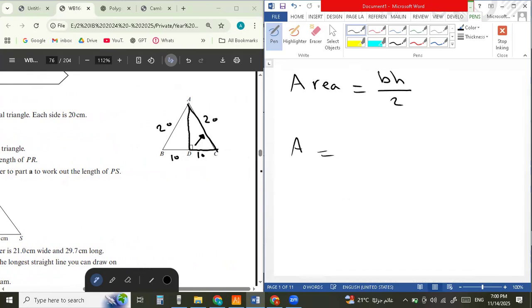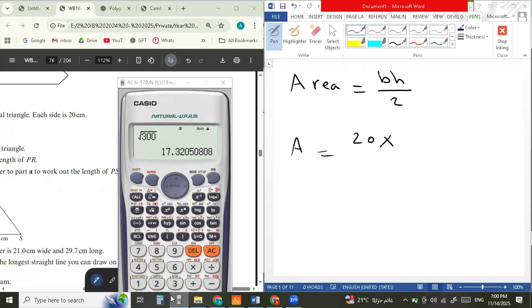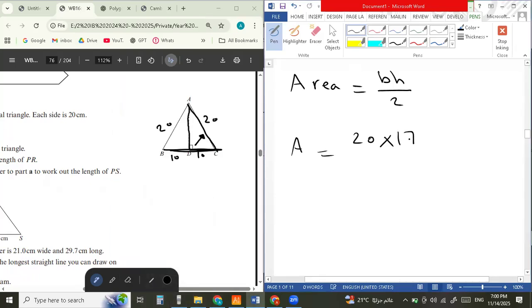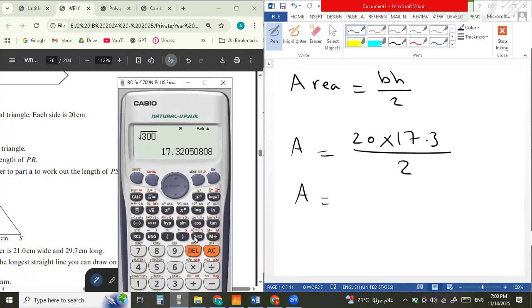Base, which is the 20, all of it. They wanted the whole triangle. So it is 20 times the height. We found that the height is 17.3. So area equals 20 times 17.3 over 2, which will get you the area of the triangle. So let's do it. 20 by 17.3 over 2 equals 173.